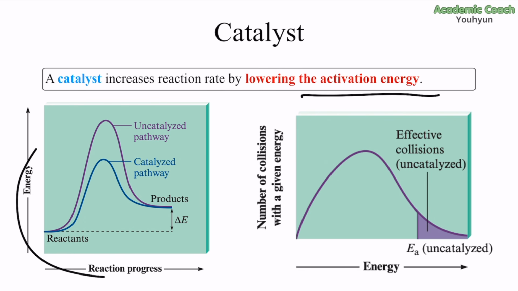So now on this energy profile diagram, you see how the catalyzed pathway has a much smaller activation energy, while the uncatalyzed one has a much larger activation energy. And this is how it looks when you show that on the Maxwell-Boltzmann distribution curve. We know that by increasing temperature, the curve itself changes shape. Catalyst does not do that. It's because it's still the same temperature. It's still the same particles. What it does is it lowers the bar.